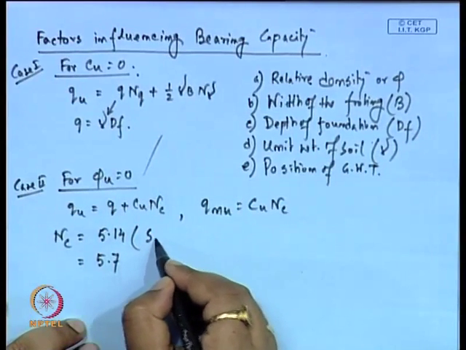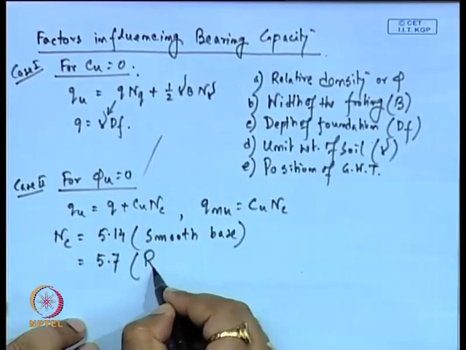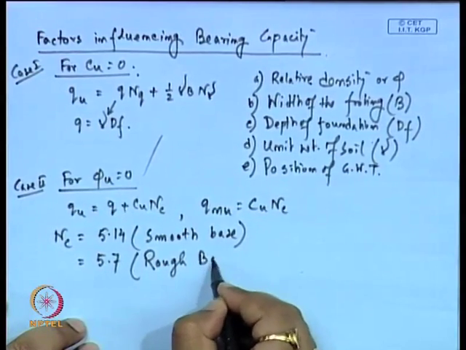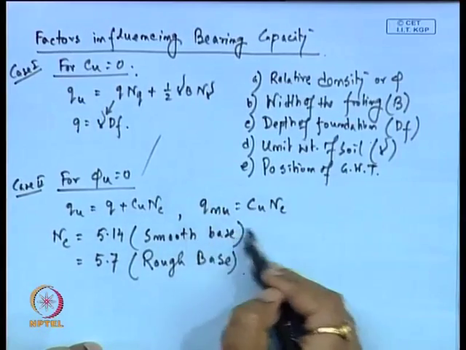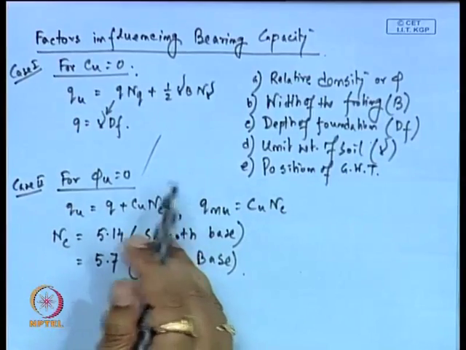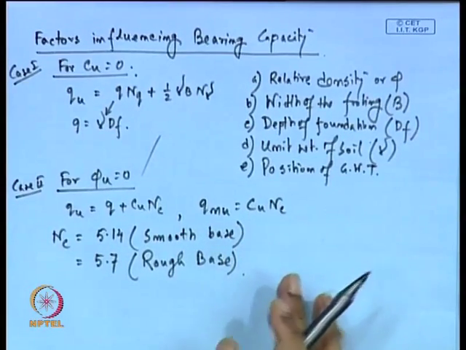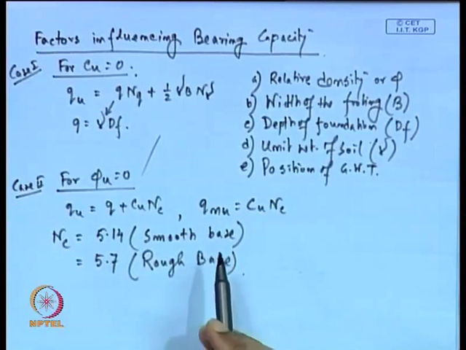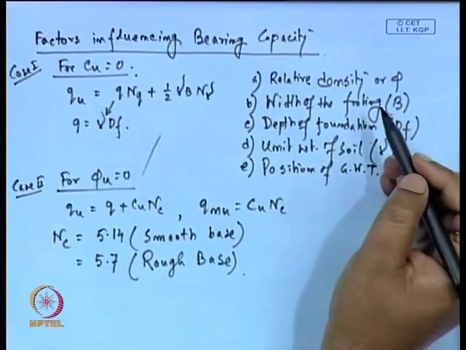Now this 5.14 is for the smooth base of the foundation, and 5.7 is for the rough base of the foundation. So from this we can say that we consider two expressions: one is the ultimate load carrying capacity of the soil and the next is the ultimate bearing capacity of the soil. In these two conditions, this is the net ultimate bearing capacity expression and this is the ultimate bearing capacity expression. So there are two expressions that we are getting. Now, what will be the factors that are affecting it, we can calculate considering these two bearing capacity expressions. First we consider the relative density or the phi value.